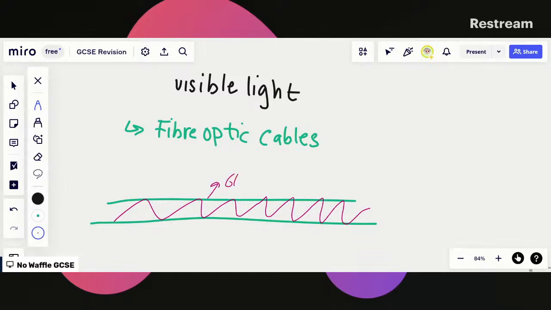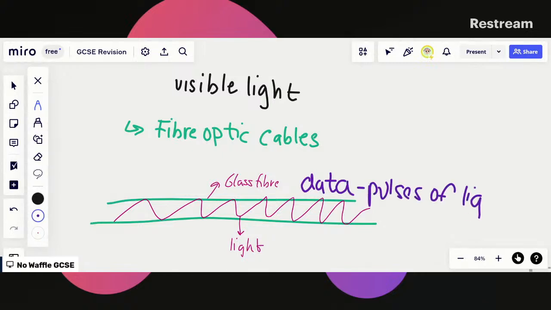So the light rays bounce back and forth along the fiber. You've got the green thing, which is the glass fiber, and you've got the red line here, which is the visible light bouncing. The optic fibers are these thin glass or plastic fibers, and these carry the data from the telephones or the computers over long distances as pulses of light. The reason this works is because of the reflection. The light rays are being bounced back and forth until they reach the end of the fiber.